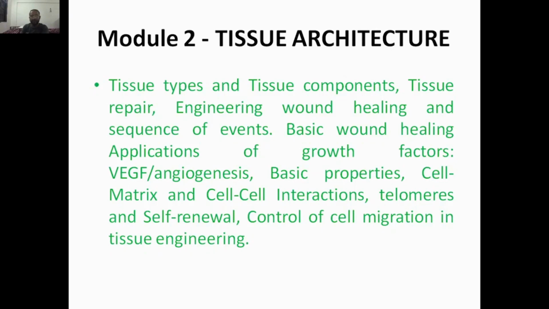Next, application of growth factors, that is VEGF or angiogenesis. Then basic properties like cell matrix. Again, cell matrix is the extracellular matrix, that's what I told you. The ECM will be repeated, so you can just write ECM here. Next, cell interactions, telomeres and self-renewal, control of cell migrations and tissue engineering. All these topics will be discussed in the tissue architecture module.